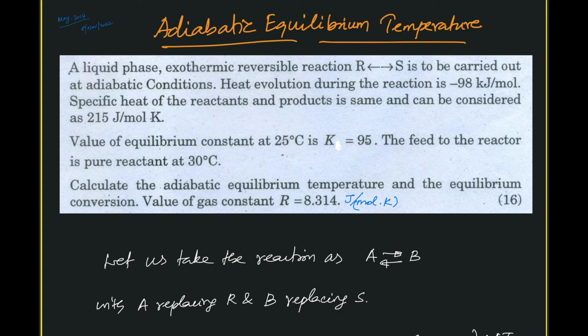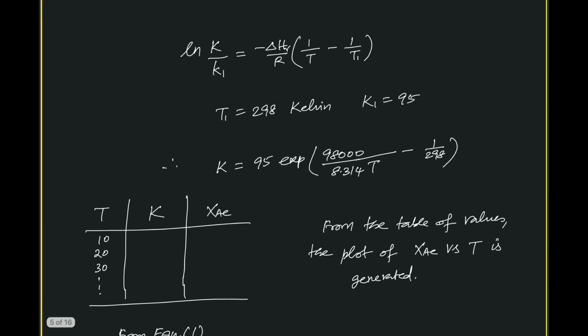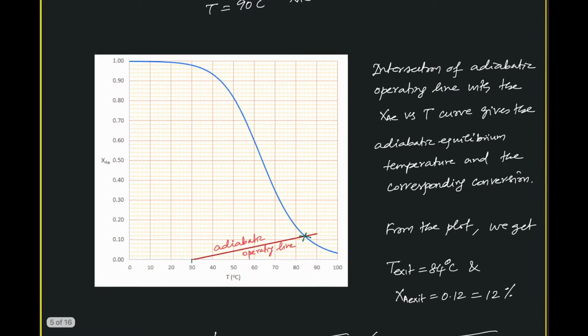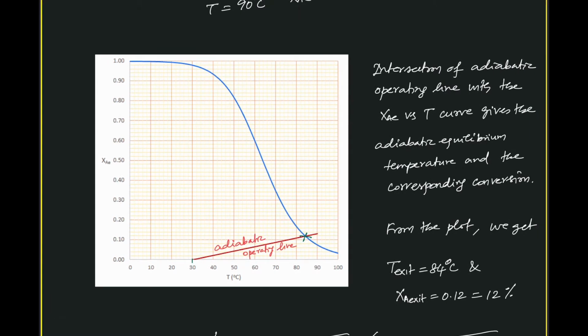Okay, so what is expected is we need to find the adiabatic equilibrium temperature. What is the meaning of that? Let's quickly go to the end result and see. The feed is entering at 30 degrees Celsius. We need to find the exit temperature such that the exit is leaving at equilibrium. This is the equilibrium curve, the equilibrium conversion versus temperature plot. In the plot, this adiabatic operating line is going to just meet this meeting point. We are going to find this temperature and the corresponding conversion.